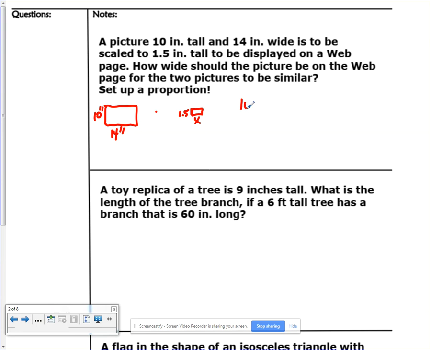You could go 10 width to 14. I should say 10 high, 14 wide. That matches up. So short side to long side, short side to long side.